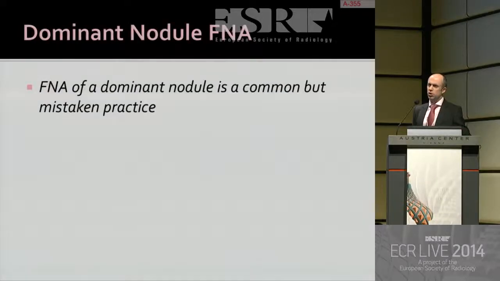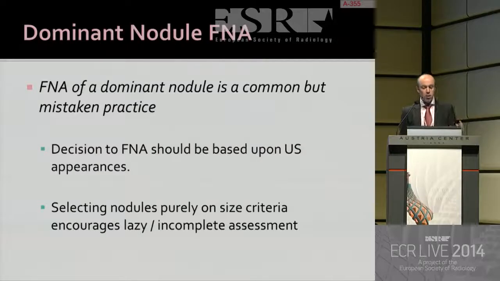And this leads me on to dominant nodule of an FNA. I think this is a common but mistaken practice. If you've got multiple nodules within a thyroid gland, why select one arbitrarily based on size criteria? We should be choosing a nodule for FNA based on nodule appearances, not size. So we decide upon nodule appearance, and if we just use size as our criteria, it promotes an incomplete assessment of all the nodules available.